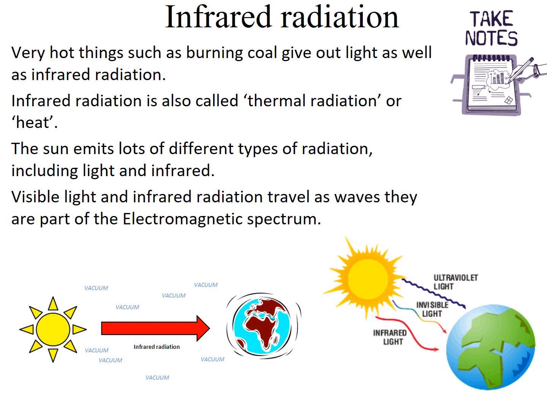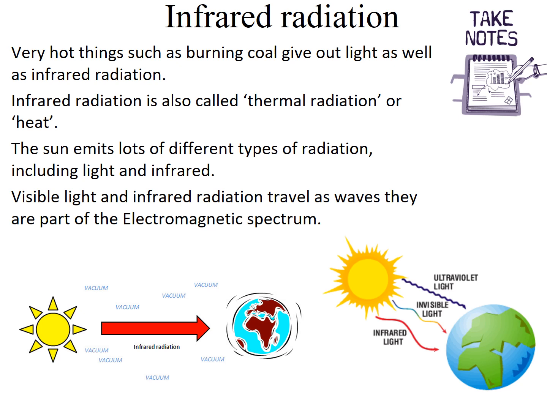The sun emits lots of different types of radiation, including light and infrared, and they are part of the electromagnetic spectrum. The electromagnetic spectrum also includes microwaves, radio waves, gamma waves, X-rays, and ultraviolet. And you will be learning more about that as we go through school.